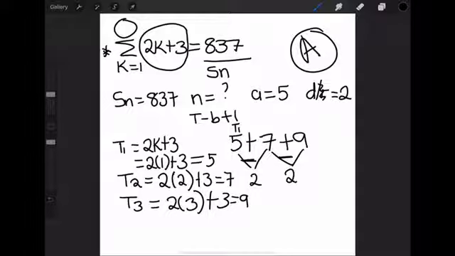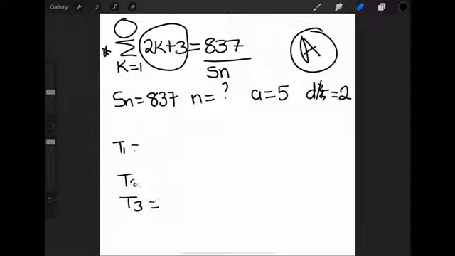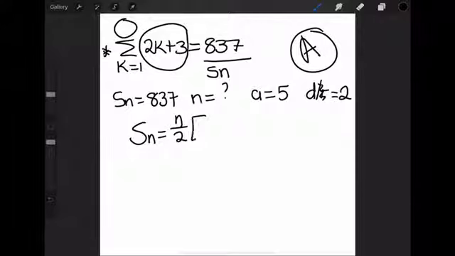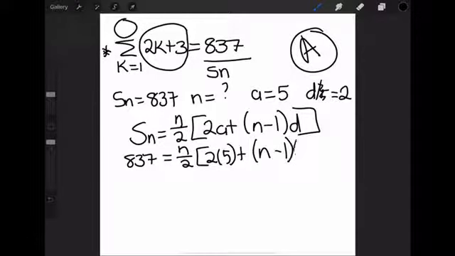Now that we have all our variables, all our elements, we can go and put them into the equation and solve for our missing element, which we know in this case is n. So using our formula once again, Sn equals n over 2 times 2a plus n minus 1 times d. Right? So let's go and fill in what we know. We know Sn is 837, n is missing, but 2 times a, which is 5, plus n minus 1 times 2.